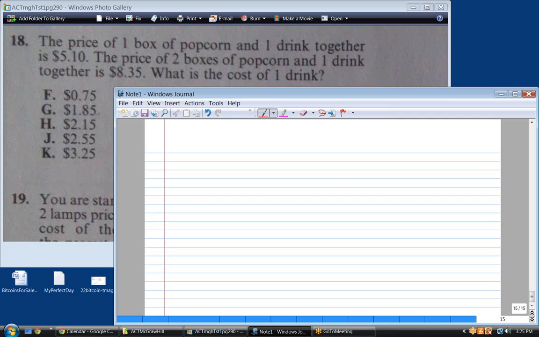Do you remember what I said about the first step in a word problem? It is to look at the question. Define your variables and spell them out. So, give me a variable and let's define it. What are they asking for? The cost of one drink. So let's let D equal the cost of a drink.